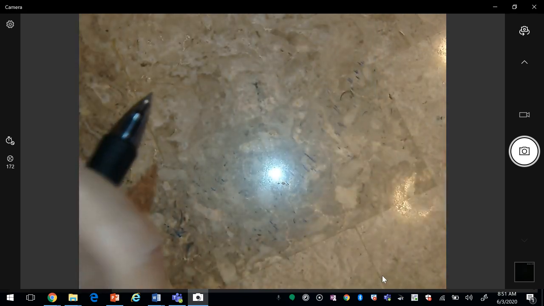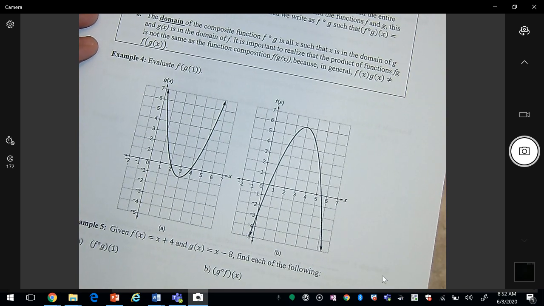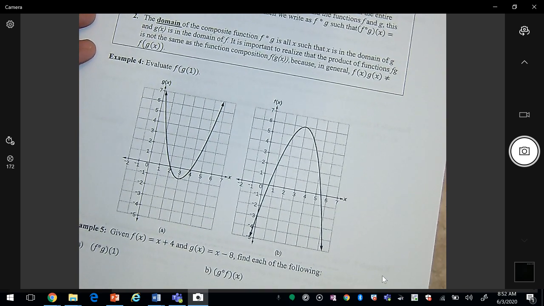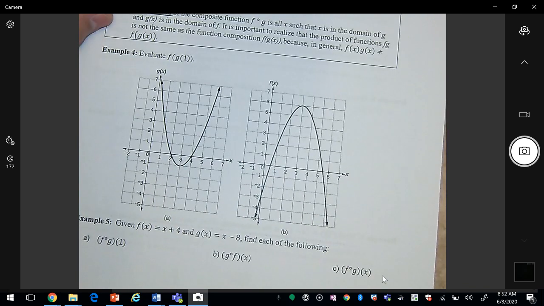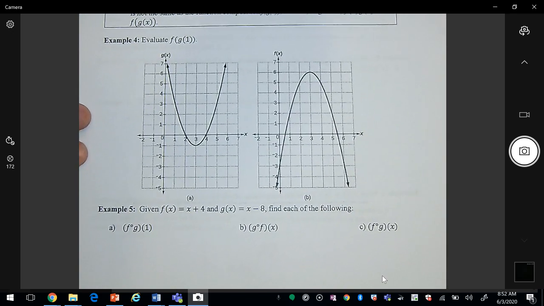Okay, let's go on to the next page. We'll come to the definitions in a little bit. Example 4, evaluate f of g of 1.